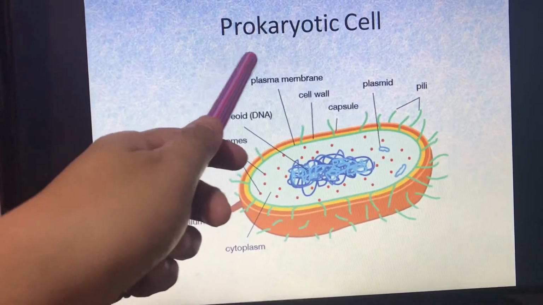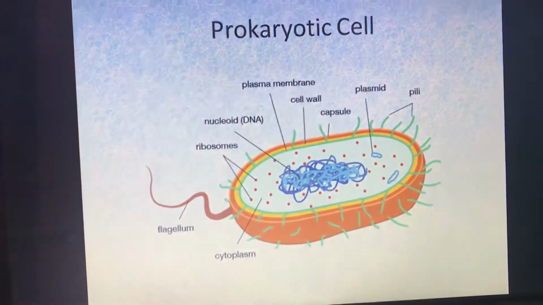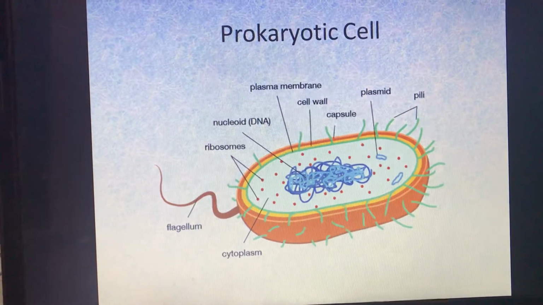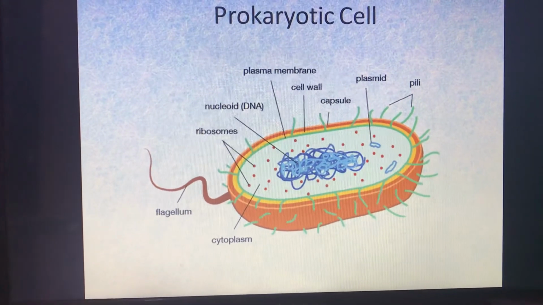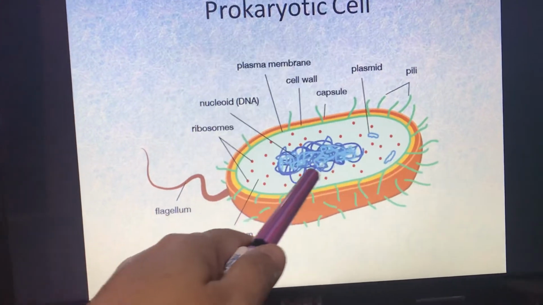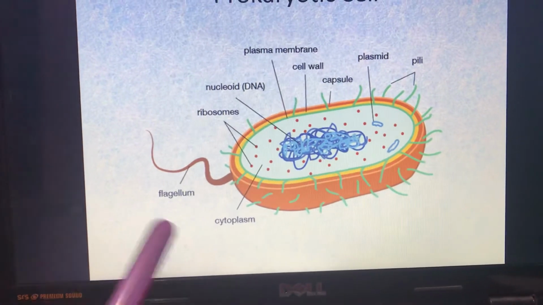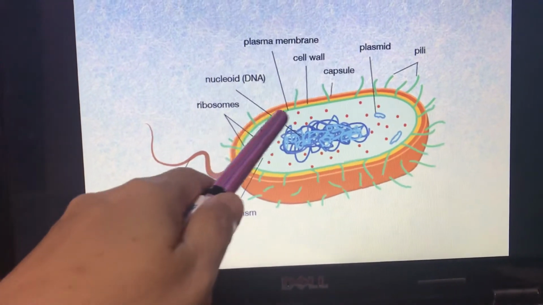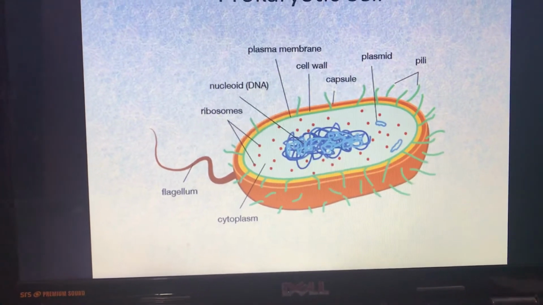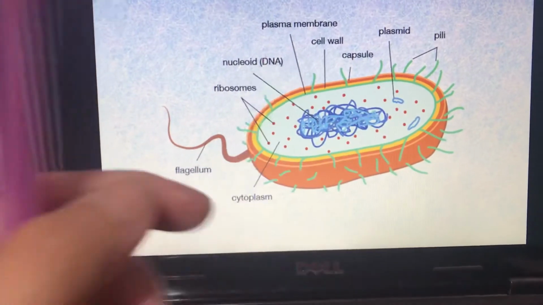Pro means primitive and karyon means nucleus, a primitive type of nucleus where no nuclear membrane is present. Okay, so this type of cell is known as a prokaryotic cell. Here the chromosome is in the form of chromatin material. Ribosomes can be seen, but other membrane bound organelles are absent in this, or if present they do not have their own membrane, they simply lie in the cytoplasm.